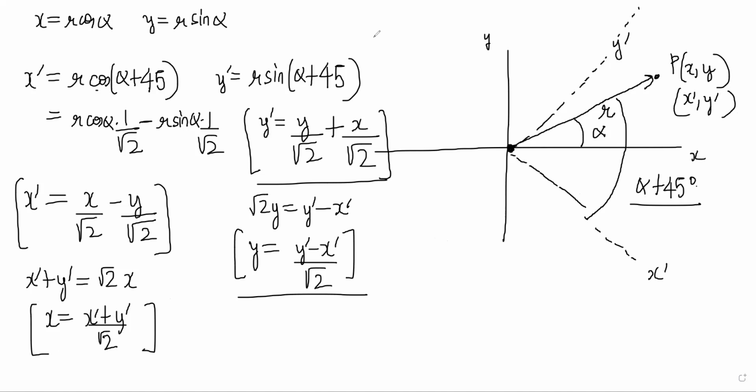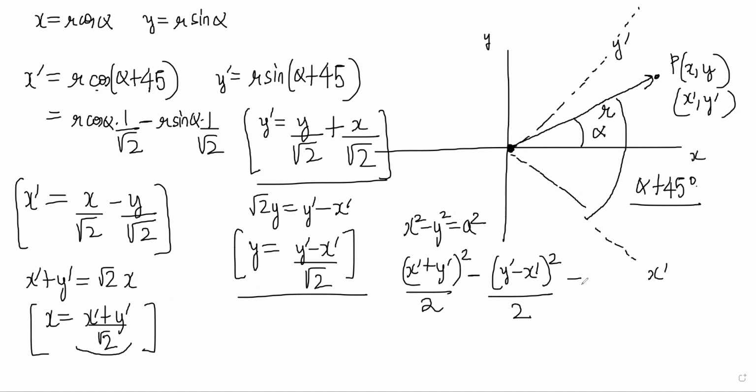So the old equation of the hyperbola was x square minus y square is equal to a square. And if you put x and y from this, you will get x dash plus y dash whole square by 2 minus y dash minus x dash whole square by 2 is equal to a square. When you do it, you get plus 2xy minus minus, so plus 4x dash y dash by 2 is equal to a square. So you get x dash y dash is equal to a square by 2.